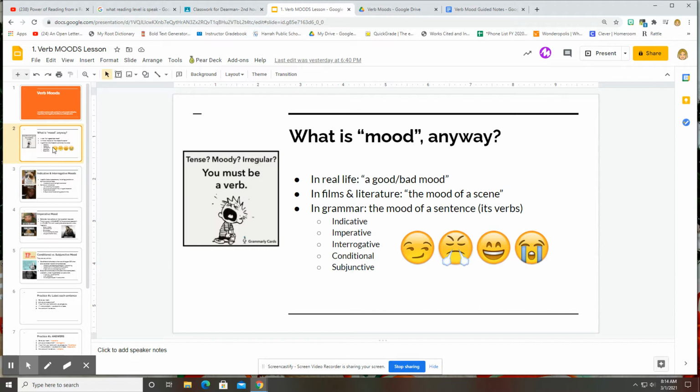Like last week, we talked about active verbs and passive verbs. Where active verbs were the subject doing the action, now we are talking about the mood. So, we're going to have a verb quiz at the end of the week over active and passive voice and mood. So just be paying attention to those things. Okay.